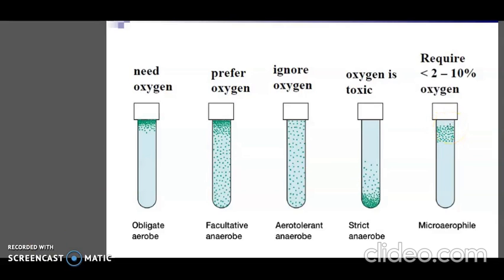The next one is the microaerophiles. They are organisms that require only low levels of oxygen for their survival. Normal atmospheric level of oxygen is harmful to them, but low concentration of oxygen is essential. That is, they require about 2 to 10% of oxygen. An example of an organism that comes under the microaerophiles is Campylobacter. And this image also shows the distribution of microorganisms in various tubes based on the concentration of oxygen.